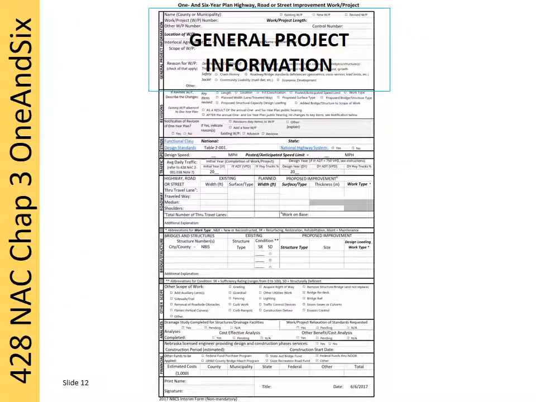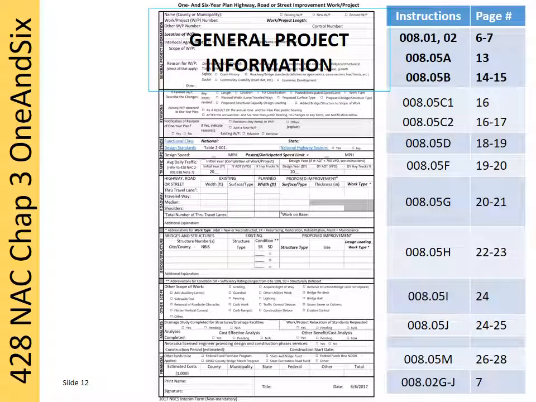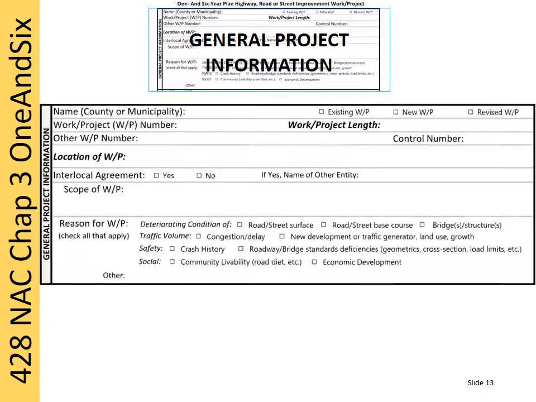General project information at the top includes project identifiers, a brief general description of the scope of work, and why the project needs to be done. Refer to pages 6, 7, and 13 through 15 of the proposed instructions. The first entry on the form is the name of the reporting political jurisdiction.